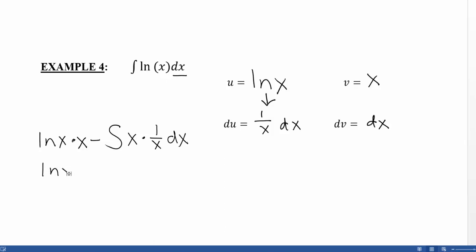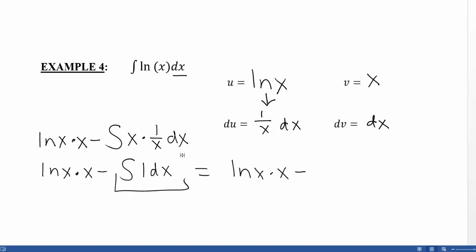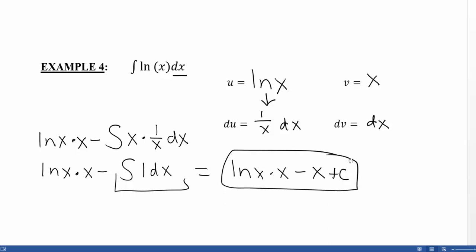So let's simplify our integral before we integrate here. If you have x times 1 over x, the x's are going to cancel, and you're left with 1 dx. So the first term stays the same, natural log of x times x, minus the antiderivative of 1 dx is again just going to be x, because the 1 is a constant and it picks up the variable of integration, which here is x. So I end up with the natural log of x times x minus x plus c.